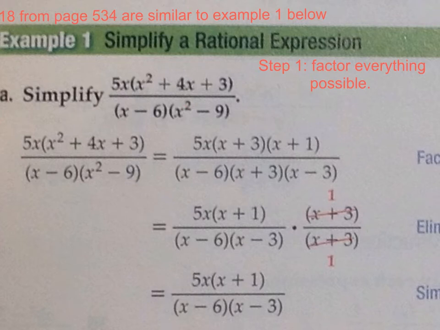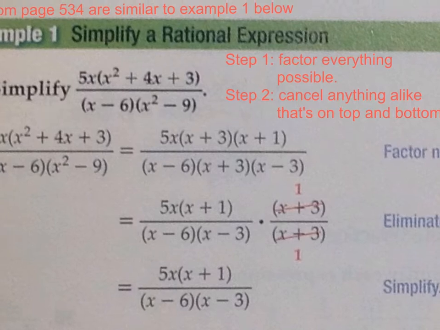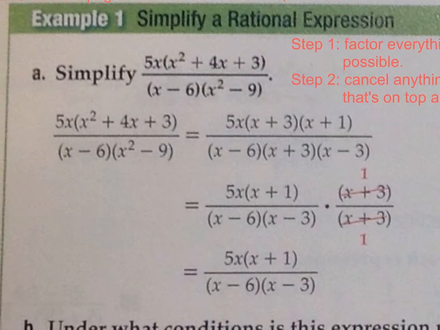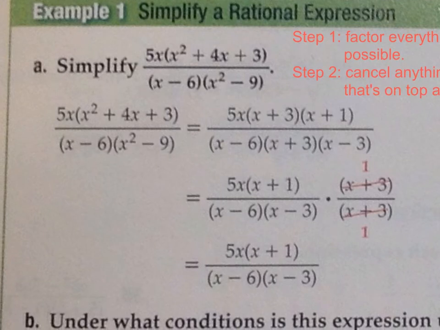The question is why? Why do you want to factor? So you could obtain multiplication. That way, after you have the multiplication, you could do step 2, which would be cancel anything alike that's on the top and bottom. I probably shouldn't have said top and bottom. I should have said numerator and denominator, but I guess you understand what I'm saying. So you want to factor first to be able to get multiplication, so you could then cancel whatever is on top and bottom, whatever's alike on top and bottom.